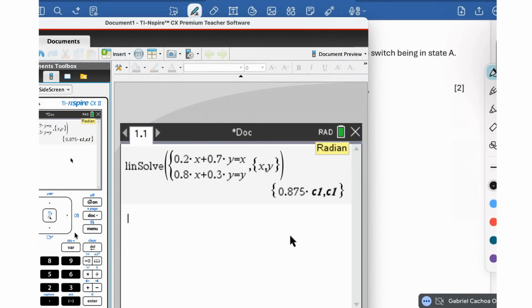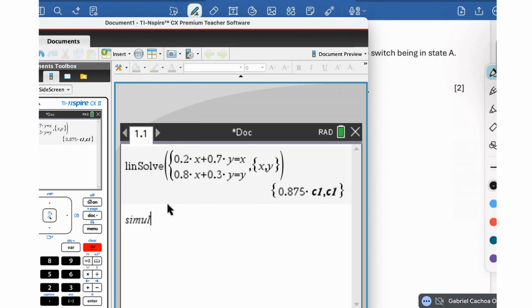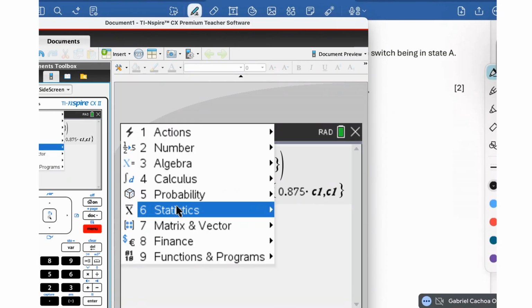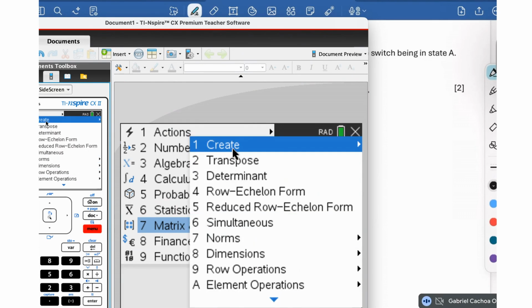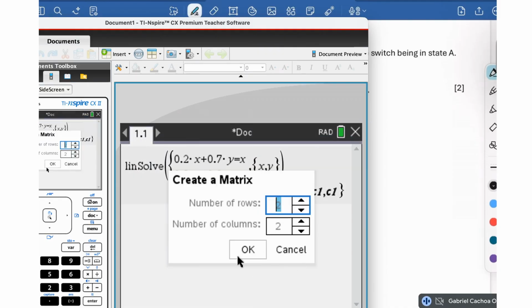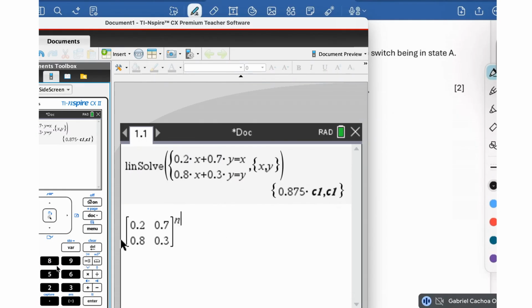So a way of doing this, we can go to the menu, matrix and vector, and create a 2 by 2 matrix. Our matrix is 0.2, 0.7, 0.3, and 0.8, to the power of a very large exponent. Let's say 50.